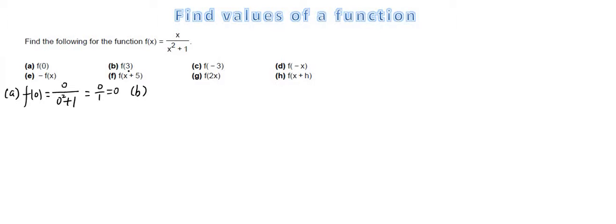Now let's take a look at f(3). We're gonna replace the x by 3. So we have 3 over 3 squared plus 1. 3 squared is 9, plus 1 equals 10, so it's 3 over 10.